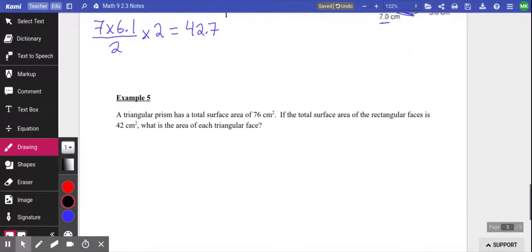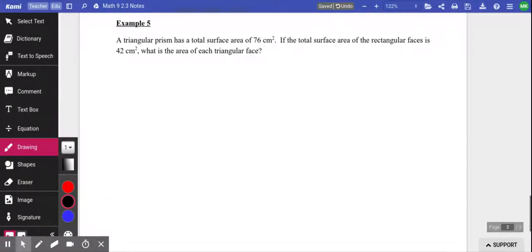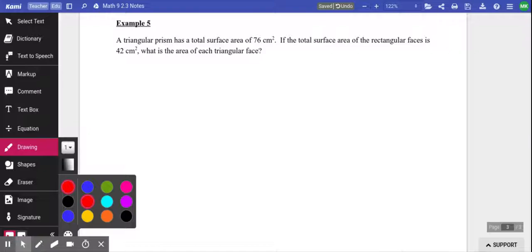Awesome. Example 5. A triangular prism has a total surface area of 76 centimeters squared. So this is a word problem. When I do word problems, I like to try to draw a picture if I can, if it just gives me side lengths like it did last day. Or if it's giving me information, I try to pull out the information that matters. That's where highlighting can come in handy. So if you're reading this, it says a triangular prism. That at least tells me the shape of what I have.